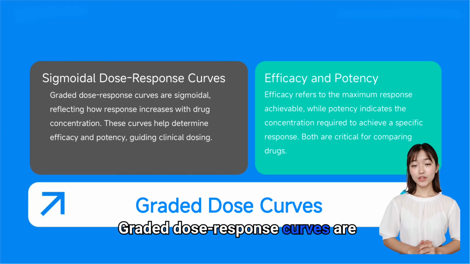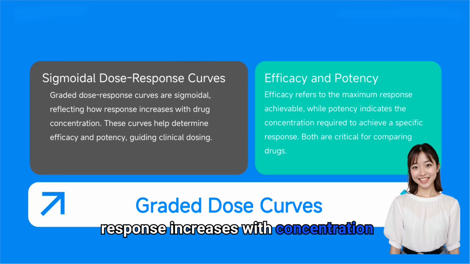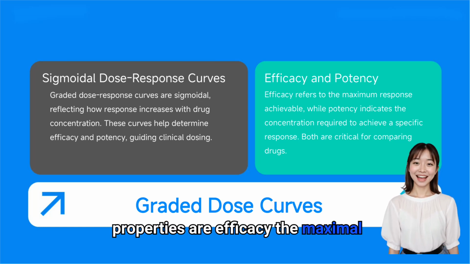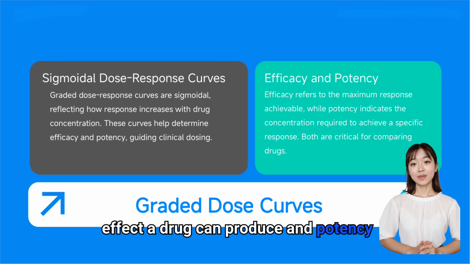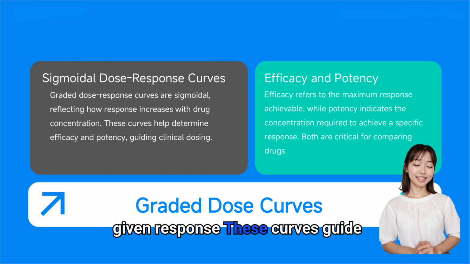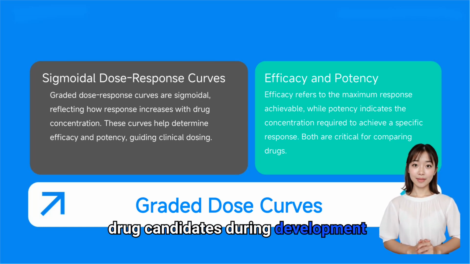Graded dose-response curves are typically sigmoidal, showing how response increases with concentration until a maximum effect. 2 key properties are efficacy, the maximal effect a drug can produce, and potency, the concentration needed to achieve a given response. These curves guide therapeutic dosing and help compare drug candidates during development.